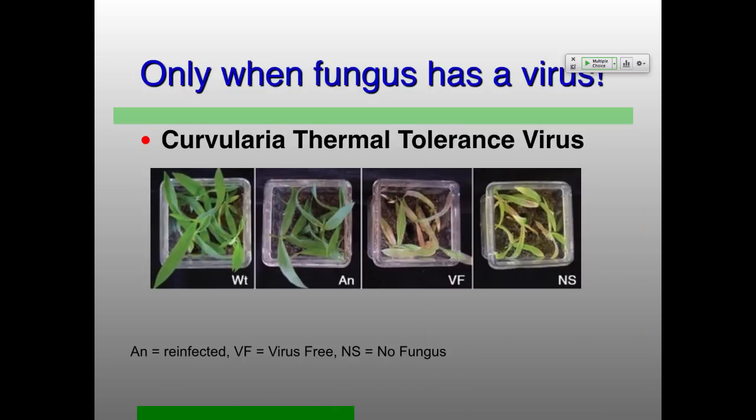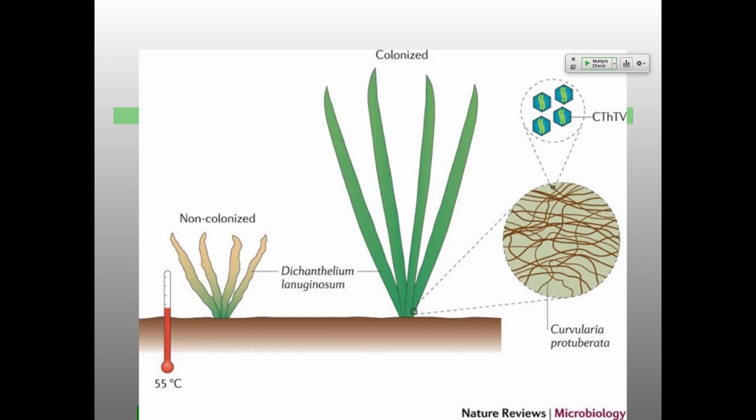So these are the data, in fact, from that original paper. These are the happy plants with everything. If you now look at a virus-free plant, it's nowhere near as happy under those kinds of conditions. If it's lacking the fungus, if it's lacking both, just really unhappy. So these are plants that can only grow at high temperatures if they have a fungus and if that fungus is infected by a virus.